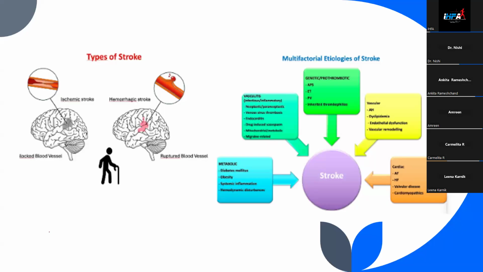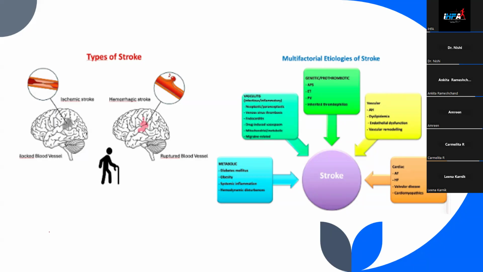First, it could be genetic and family history. Second, it could be vascular, specifically dyslipidemia or endothelial dysfunction or vascular problems. Then, it could be because of cardiac origin, like a person who has atrial fibrillation, hypertension, or any coronary artery disease. It could be metabolic. Metabolic means diabetes mellitus, thyroid, obesity, or any inflammatory problems, or vasculitis. Vasculitis basically means any inflammation of the blood vessels.